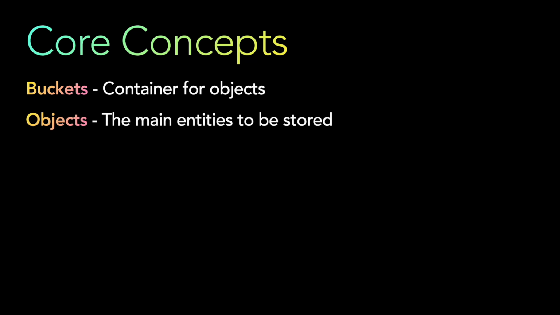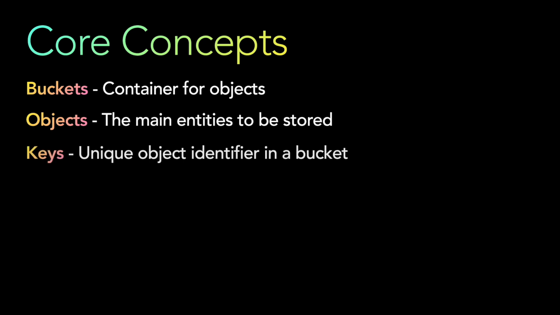The next is objects. Obviously these are the main entities that have to be stored, which can be a file, an image, a video, a document, anything that you want, and that is an unlimited amount of storage. The next concept is keys. Keys are the unique object identifier in a bucket, right? Whenever you create a bucket and then upload an object inside it, you have to access that object. Obviously you can go there and manually access it, but if you are implementing an application where you have to access an uploaded object, say a photo, then you access it using the unique keys, which are the unique identifiers.